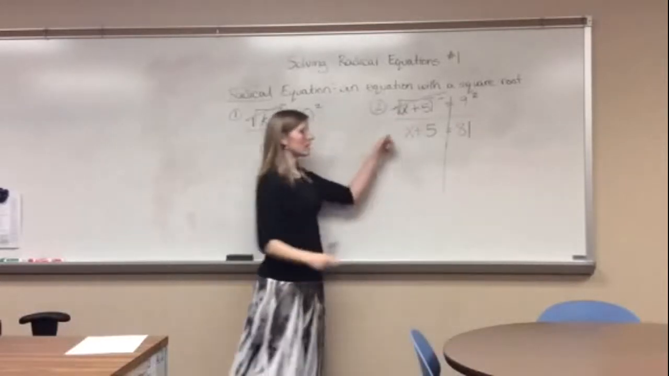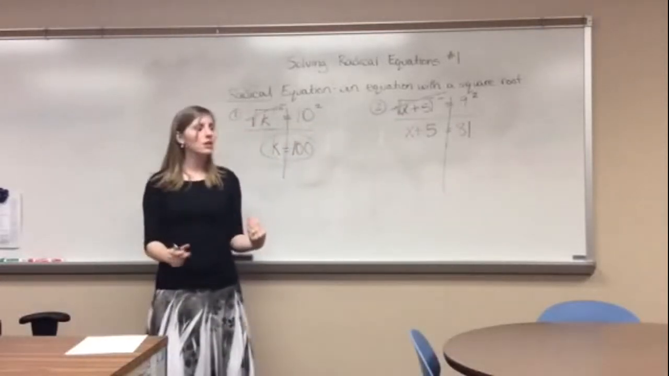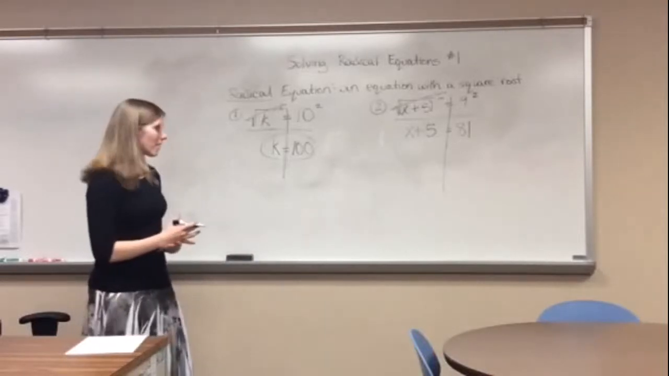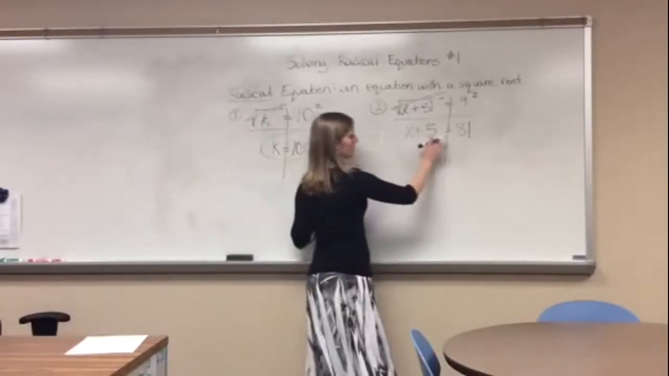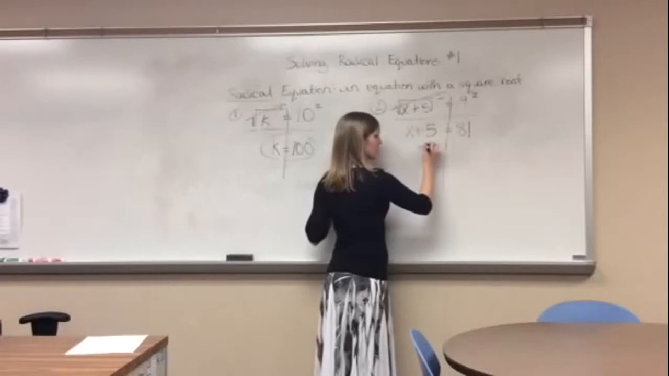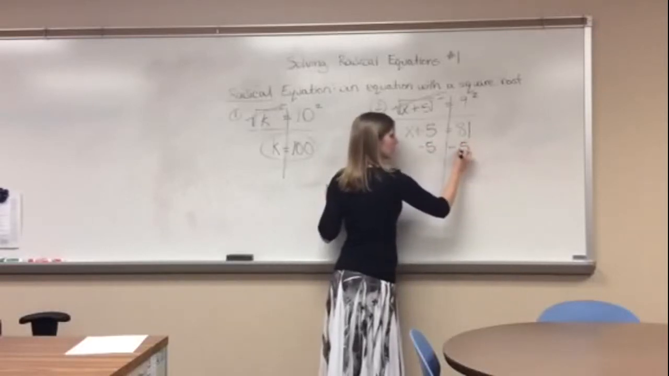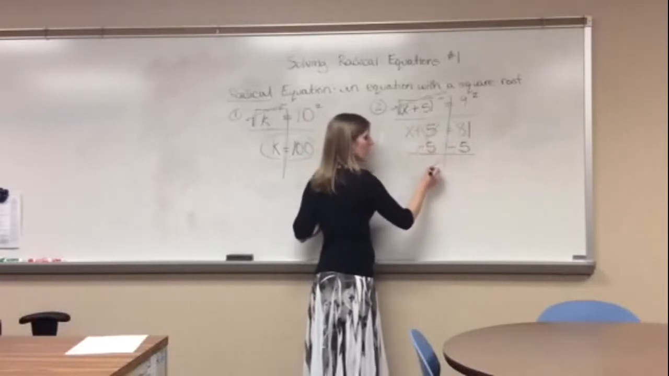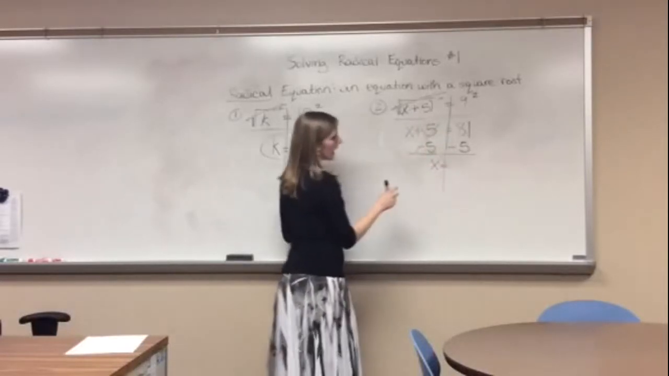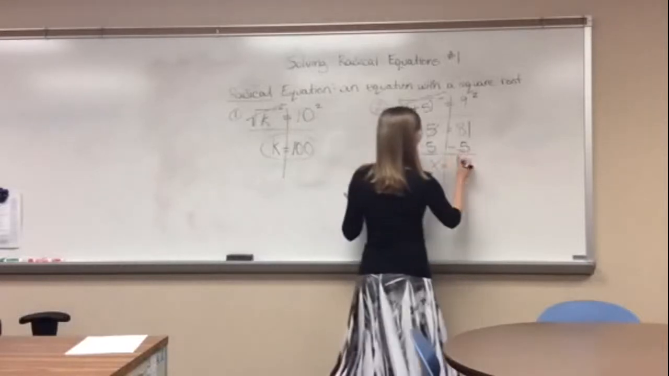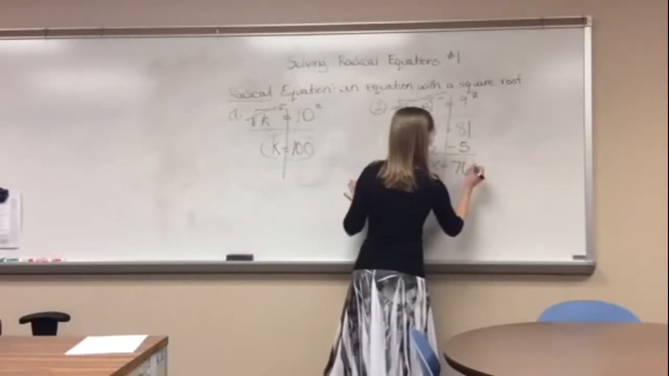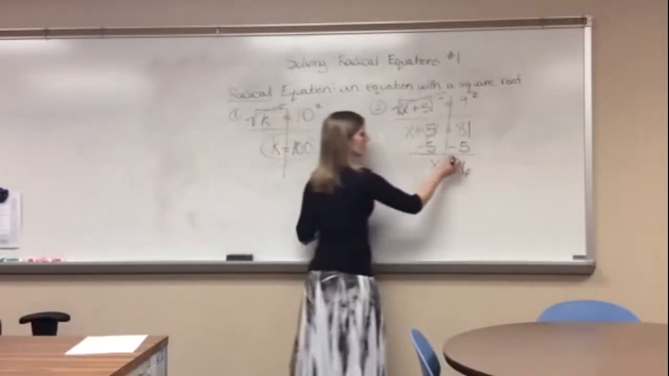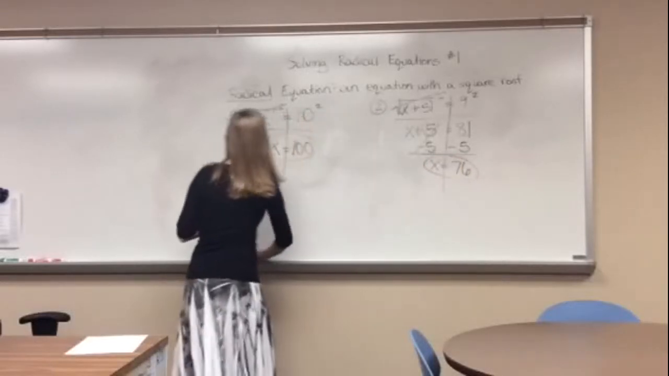Now at this point, we're still not finished. X is not by itself. We need to cancel out the positive 5. The opposite of positive 5, or plus 5, is subtract 5, minus 5 on both sides. 5 minus 5 is 0, so they cancel. I get x equals 81 minus 5 is 76. So x equals 76 is my solution.